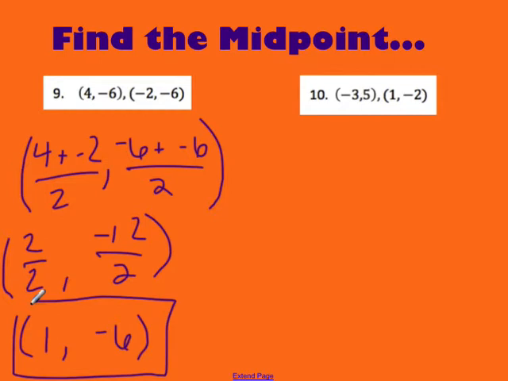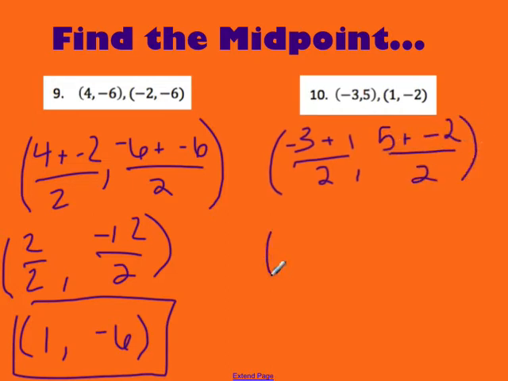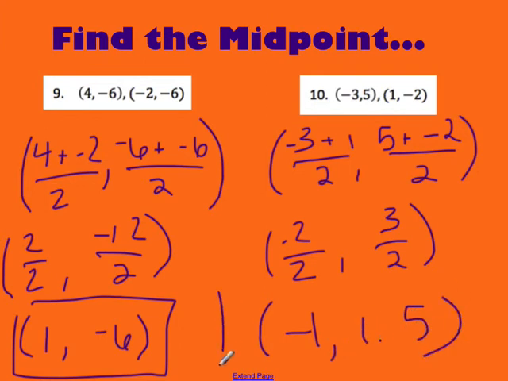Finally, let's take a look at number 10. We're going to add our x-coordinates together, which is -3 plus 1 divided by 2. Add our y-coordinates together, which is 5 plus a -2 divided by 2. Well, negative 3 plus 1 is going to give me a negative 2 over 2. 5 minus 2 is going to be 3 over 2. So we're going to divide those out. For geometry, we're going to be using a lot of decimals, so decimal answers are A-okay. So negative 2 divided by 2 is negative 1. 3 divided by 2 is 1.5. So that's your midpoint, and that concludes your note video for today. Thanks for listening.